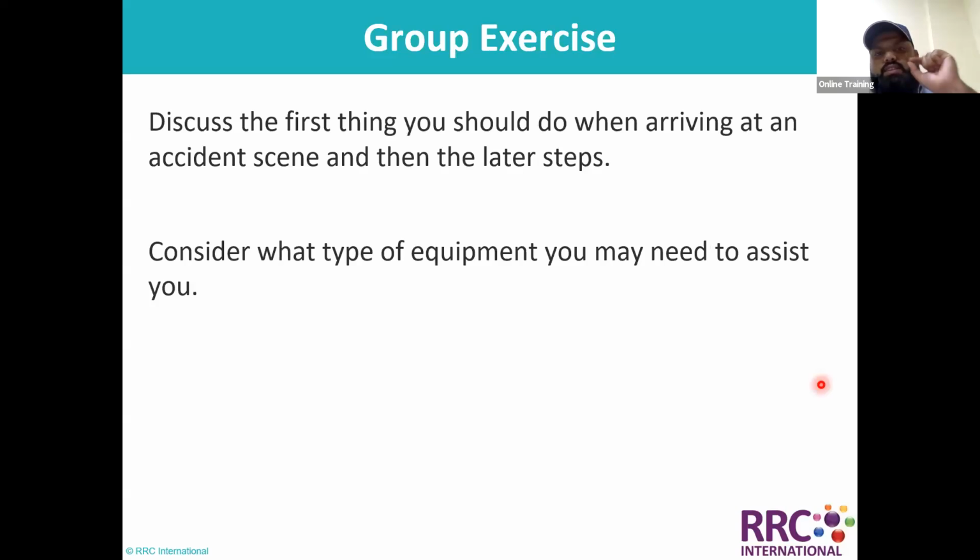Everyone will mention in the chat, maybe 5 or 6 words maximum, what you will do first when you are going to arrive at the site where an accident or incident has just happened. Everyone, please mention it in the chat.